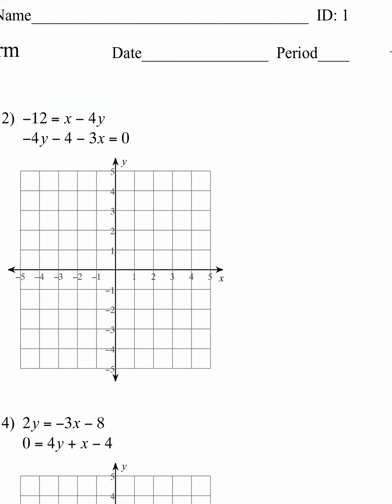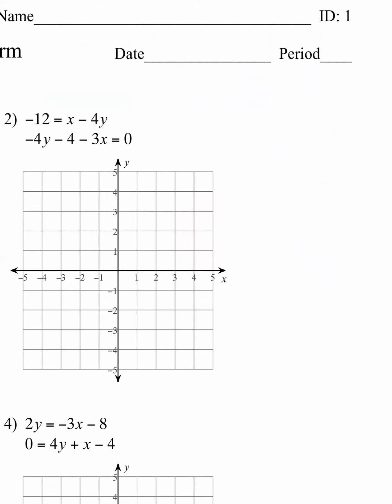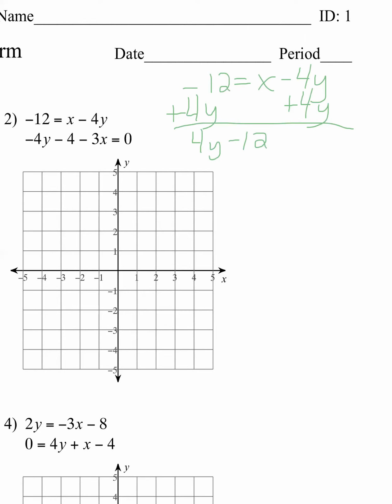Let's see how this one looks. I'm going to move it over a little bit so I have some extra room. And let's see, go back to green. So the top one here, -12 equals x minus 4y. So I want to get that y over on the left-hand side. I also want to get the 12 over. So I'm going to start by adding the 4y. And you'll have some choices here. You don't have to do it exactly like I'm doing it. I'm going to now move the 12 over.